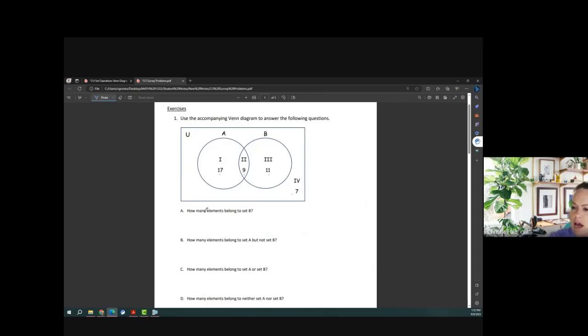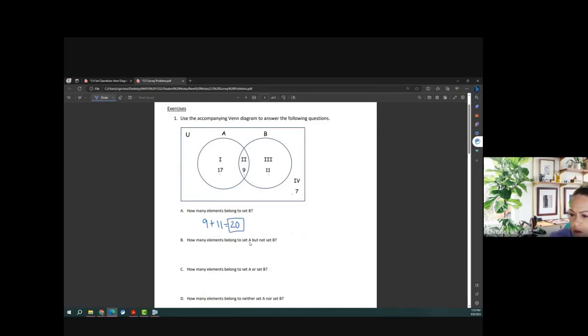So A says, how many elements belong to set B? So B has two regions. We have this football region and then this other region. So region 2 and region 3. And we have 9 plus 11. So we have 20. Oops, I'm getting ahead of myself. So 9 plus 11 gives us 20 elements.